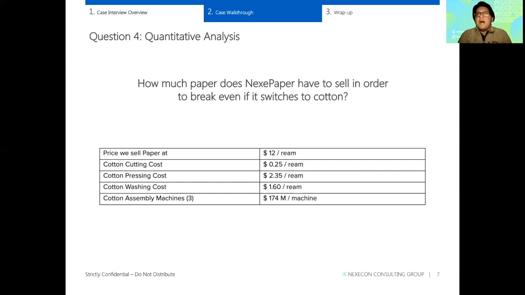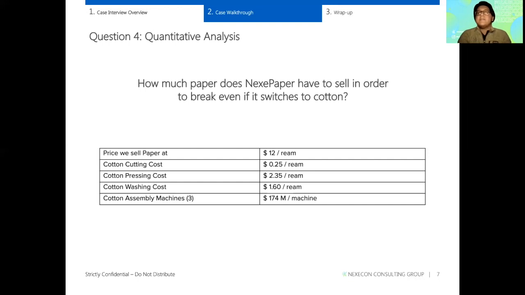Great. Yep. So what I'm seeing here is obviously we've got the price. That's the revenue figure that we're looking at, multiplied by whatever volume we want to sell, which is what we're looking for. That's the break even amount, I would say. And then in the next 3 rows, we've got some variable costs per ream, and this is specifically related to cotton. And then on the bottom, it looks like we've got some fixed costs, specifically for the machines they need to use the cotton.